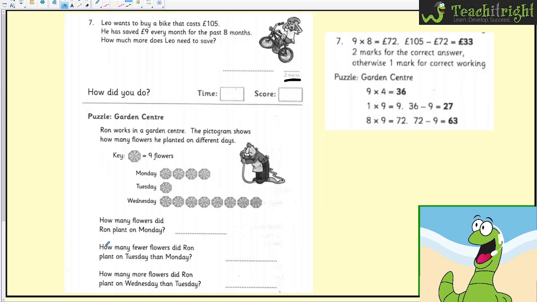Leo wants to buy a bike that costs £105. He saves £9 every month for 8 months, so that's going to be 9 times 8, which is £72. So he's saved up already £72. And again, I think that would give you 1 mark already if you just got that far. But how much does he need?